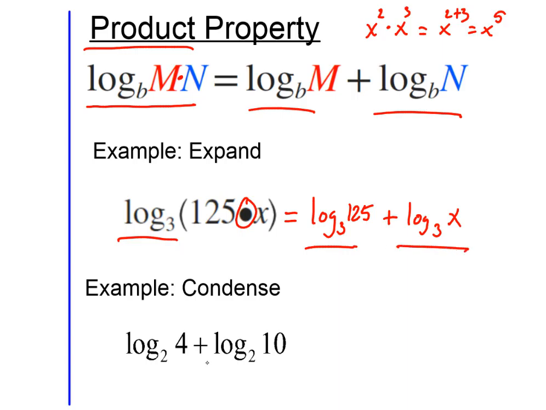I can also work the other direction and do what's called condensing, to smash two logs together to say log only once. Since it's a base 2 on both these logs, my answer will be a base 2. And I take 4 and I multiply it by 10 because of the plus sign. So my final answer is log base 2 of 40.